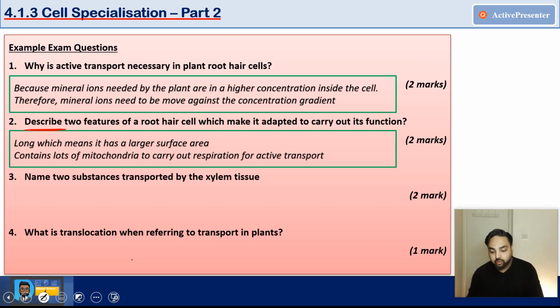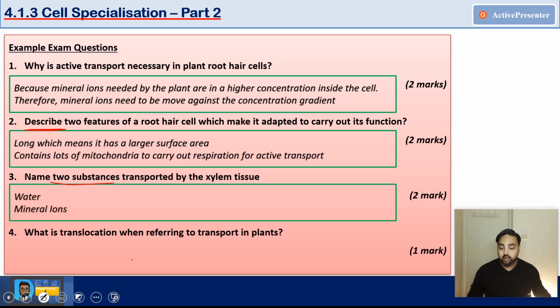Now, next one: name two substances transported by the xylem tissue. Well, think about it, go back to your notes if you need to. The two things that we need to get from the roots up to the leaves, because that's what the xylem does, are water and mineral ions. If you want to be specific and say potassium ions, that's fantastic, well done, you get the mark.